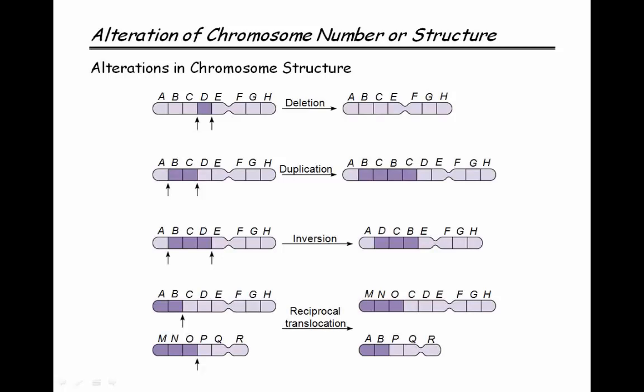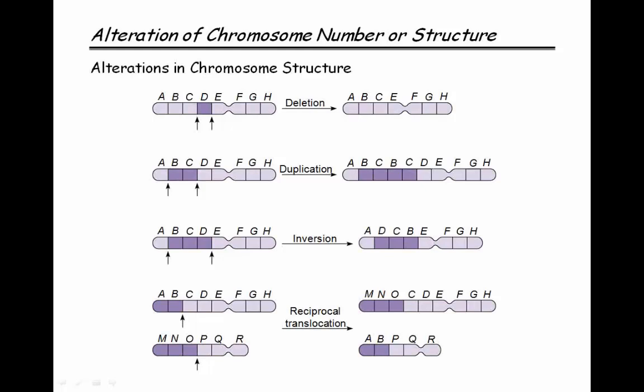If you look at the first one, it's a deletion. So in this case, we're missing an area on the chromosome. We would assume that that area has some pretty vital information on it. So that probably is not going to be a very good thing, to be missing that section, which we're calling D in this slide.